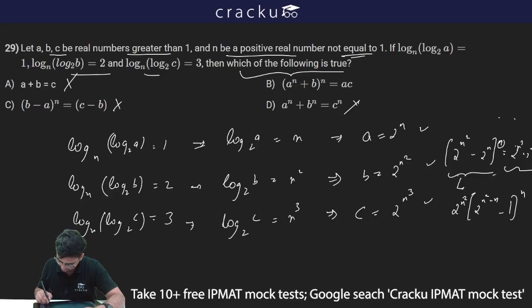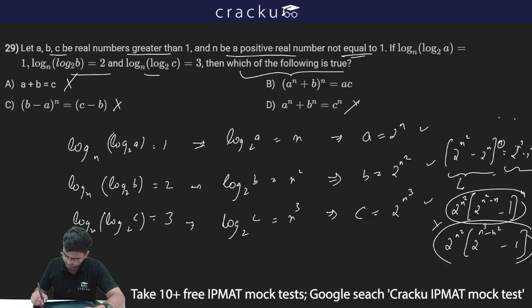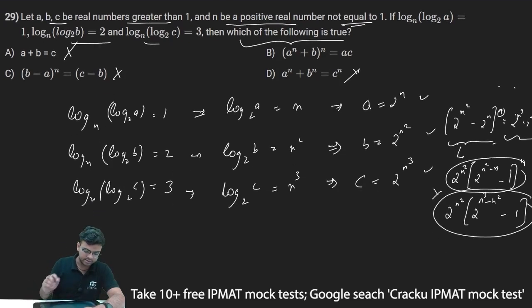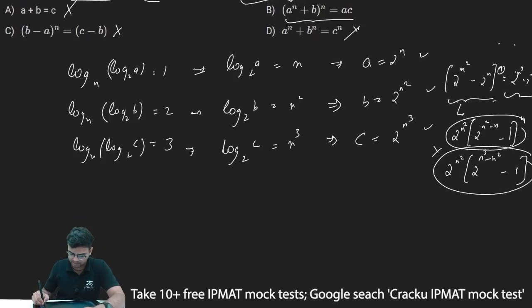Now if I take this right hand side, I can take 2 to the power n square common. This will be equal to 2 to the power n cube minus n square minus 1. Now I can clearly say these two values are not equal, so I can reject option C as well. Now I am only left with (a to the power n plus b) whole power n should be equal to a into c. So let me just check this.